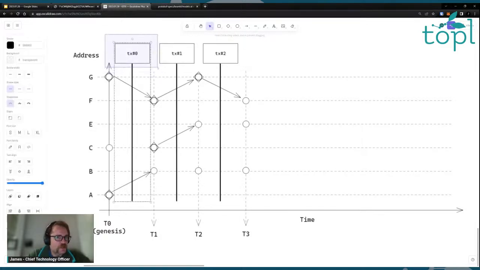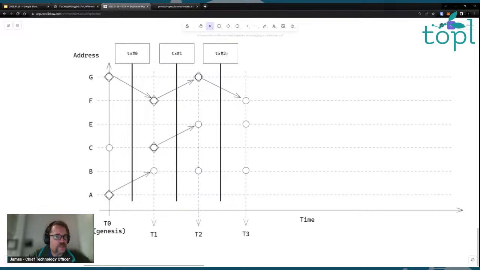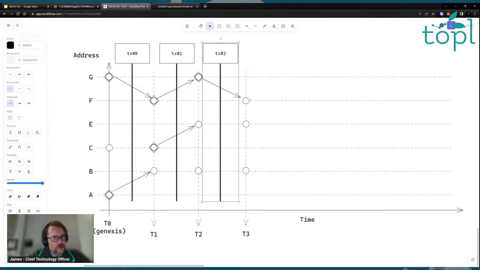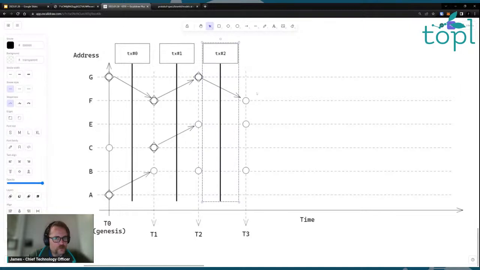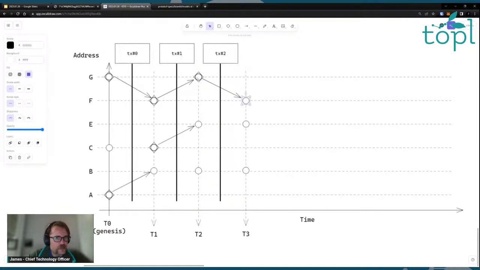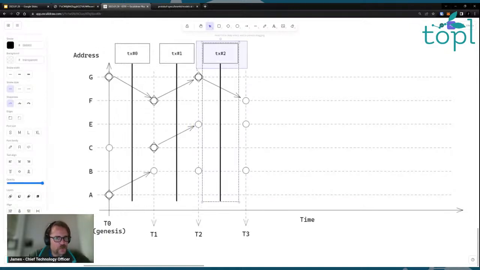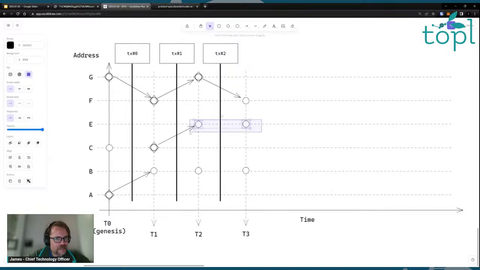So transaction 0 had 2 inputs and 2 outputs. Transaction 1 has 2 inputs and 2 outputs, right? But transaction 2 only has 1 input and 1 output. And that's why we can see that this one is spent, it's spent by transaction 2, and it gets sent to F. But the other unspent output from transaction 1, which is owned by E, is not involved in transaction 2. Therefore, it stays at E.